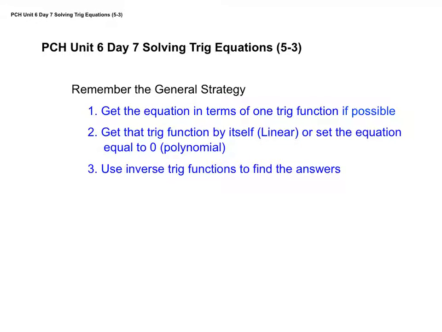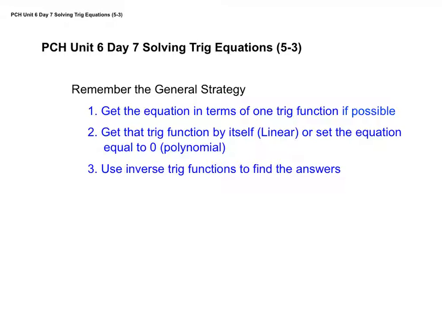Alright, so guys, for this lesson I want to remind us of our general strategy. Get the equation in terms of one trig function if possible. Get that trig function by itself if you're dealing with a linear equation, or solve it as a polynomial if you have a polynomial or quadratic type. You might set it equal to 0. In some cases, you might want to get it by itself and then square root both sides. But then finally, you're going to use inverse trig functions to find the answers.